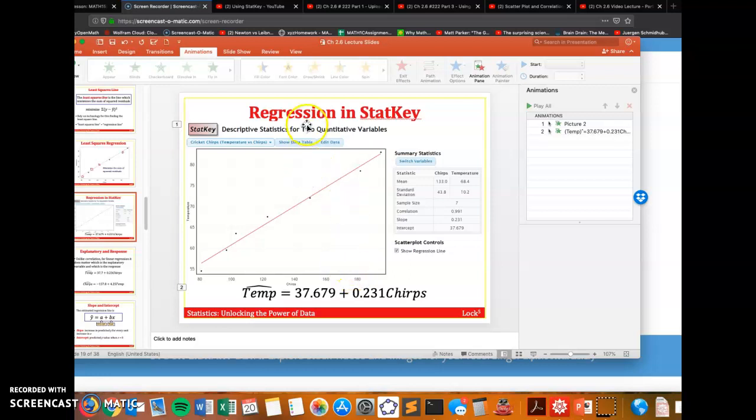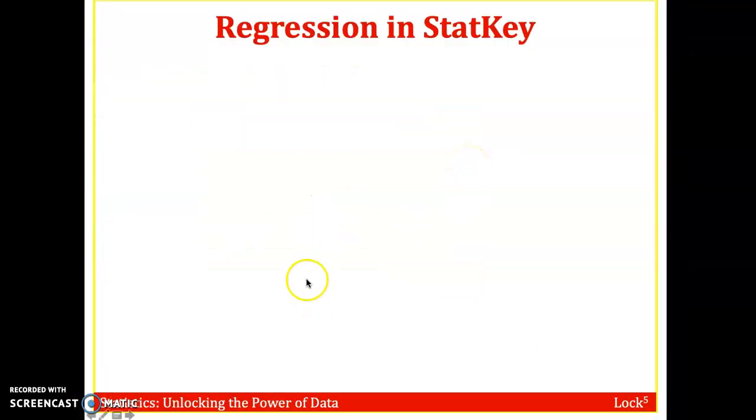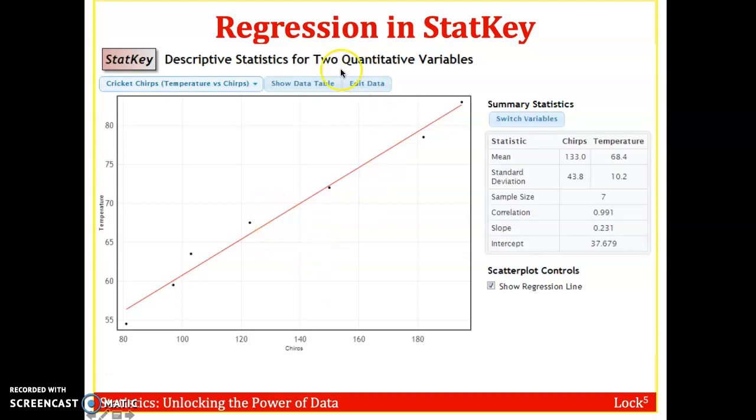All right, we're continuing our video lecture series on chapter 2.6 from the Lock 5 textbook. We finished the last lecture looking at a snapshot of StatKey, which is what I'm going to use to show you how to get the regression line in this class, which you can use during exams, assignments, and whatnot. In general, I don't care what software you use to come up with the line of best fit, as long as you have something you're comfortable with.